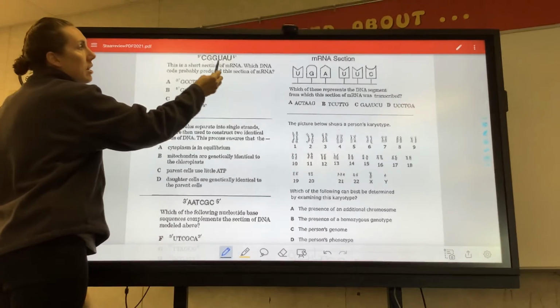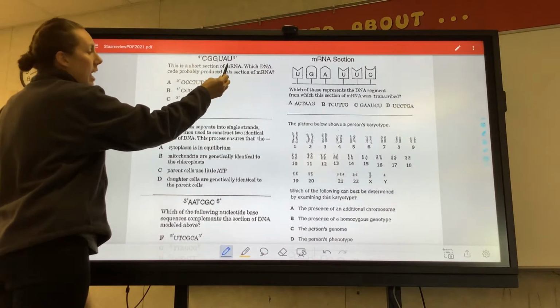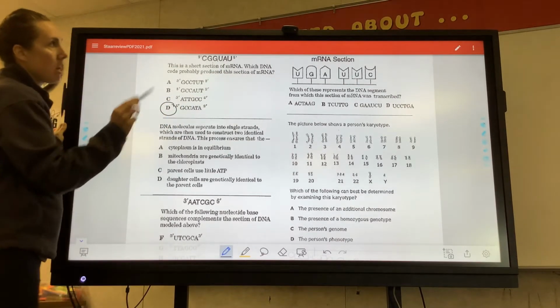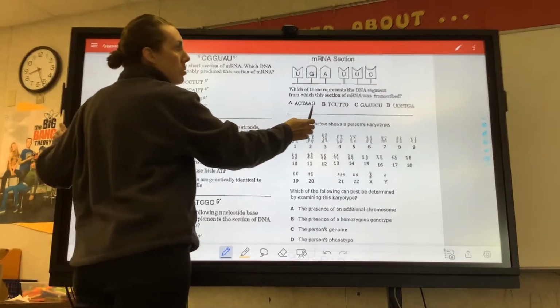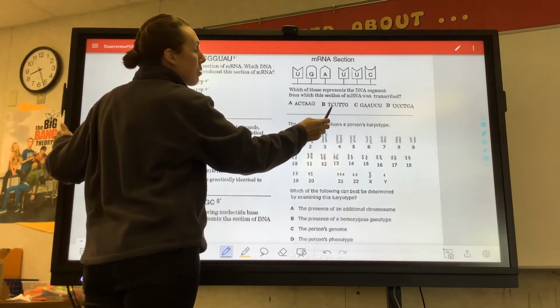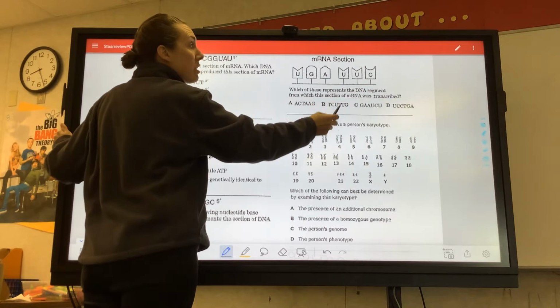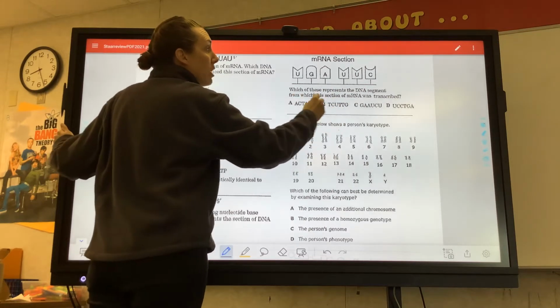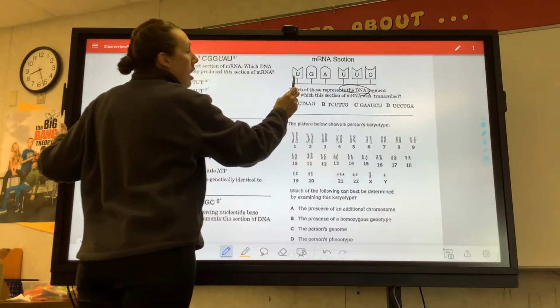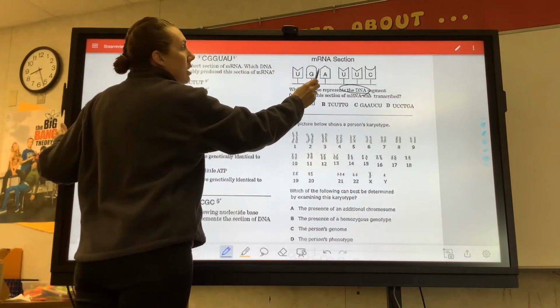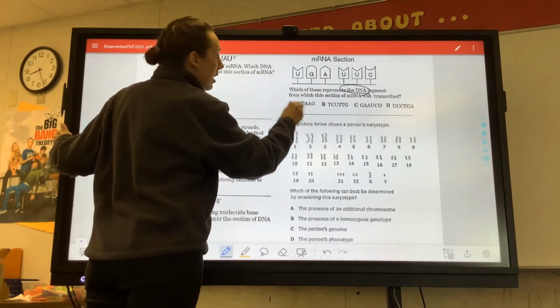GCC, ATA. Okay? This one over here. Which of these represents the DNA segment from which this section of messenger RNA was transcribed? Which represents the DNA? A. A, C, T. Yep.